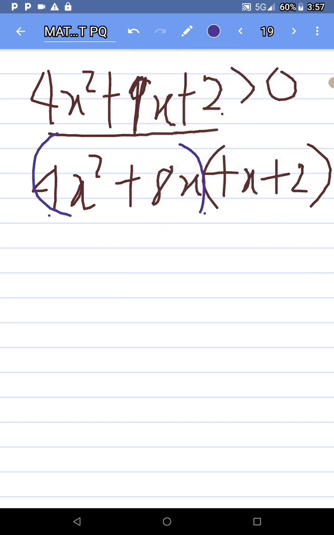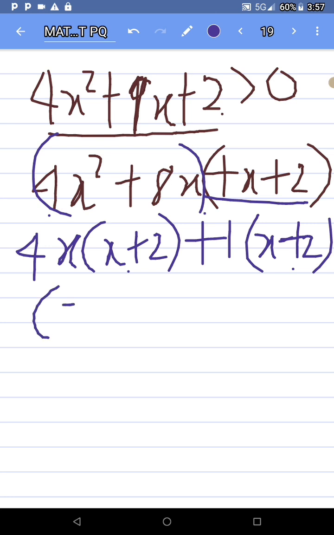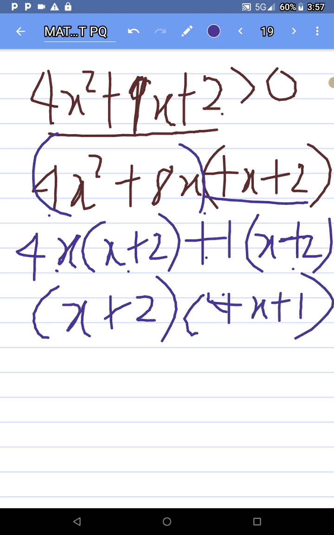In this bracket, what is common? 4x, then you have x plus 2. And in this bracket, 1 is common, so x plus 2. These two are the same thing, so pick one, x plus 2, and then these two join it: 4x plus 1.